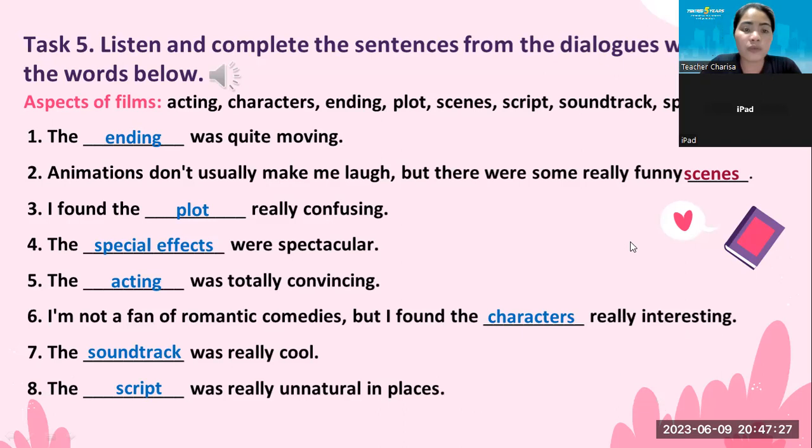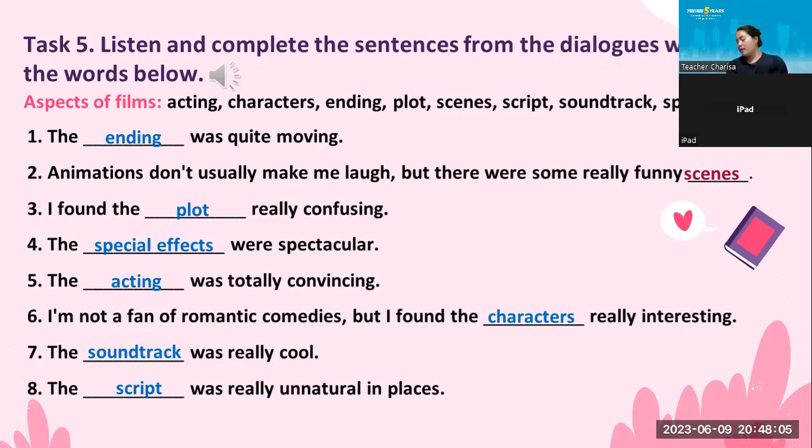So here, the ending was quite moving. Meaning the ending has the happiest moment, embarrassing. So that's the ending of the story or the film. Animation doesn't usually make me laugh, but there were some really funny scenes. What do you mean by funny scenes? So there is the actress who is apt to be funny. Okay, some animations also make us laugh. But here, the film in this number two is that they had a funny scene.